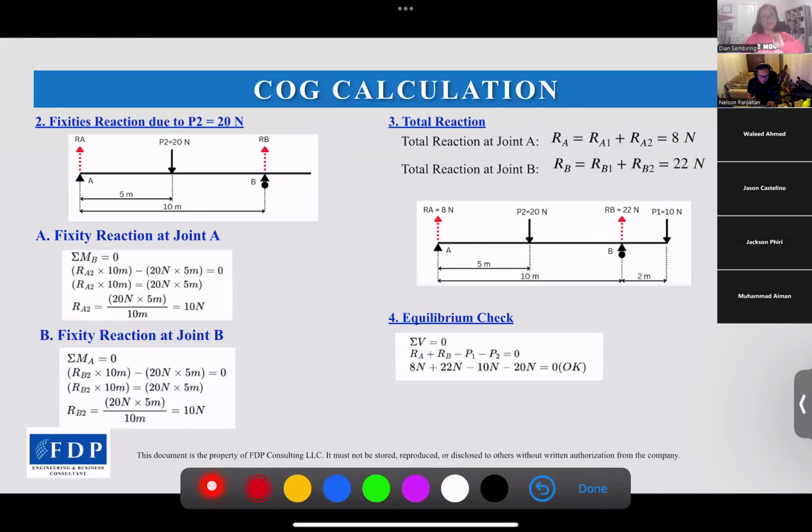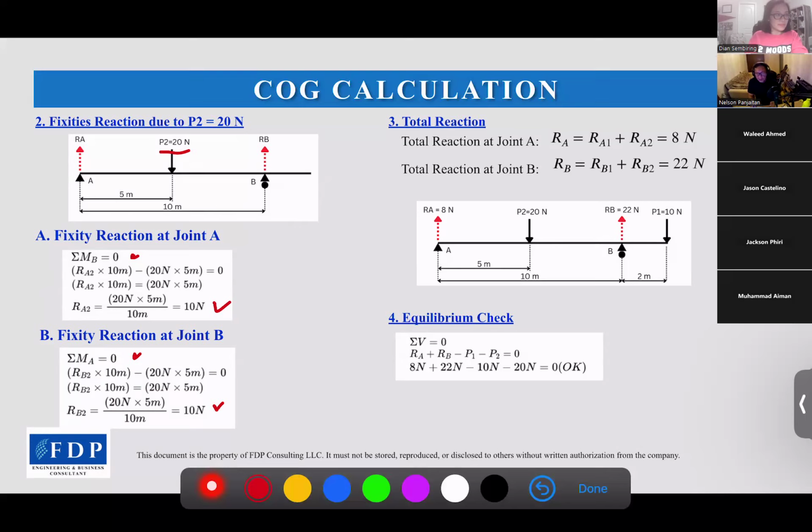And then we calculate the reaction due to P2 equals 20 Newton here. For the fixed reaction at joint A, we calculate with the total moment at B equals 0, and then we got RA2, 10 Newtons. For the fixed reaction at joint B, we use the total moment at A equals 0, then we get RB2, 10 newtons. And then after we get the reaction because of both forces, we can easily get the total reaction by combining all of them.